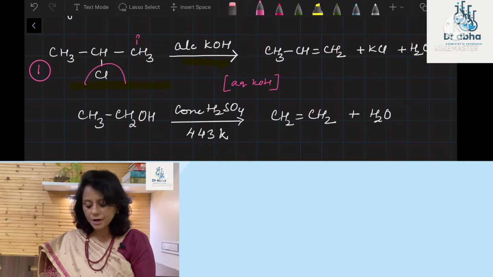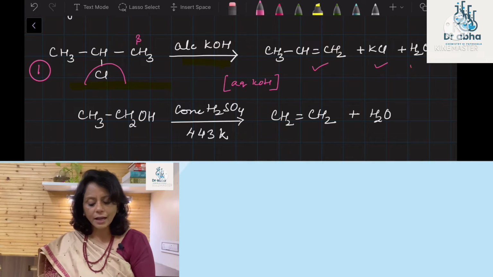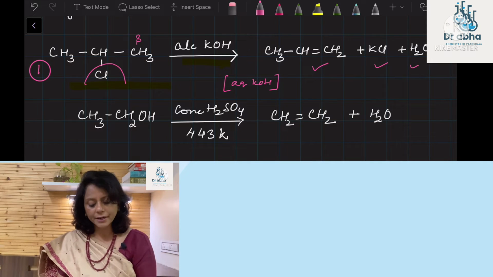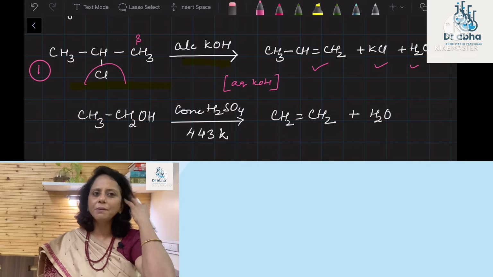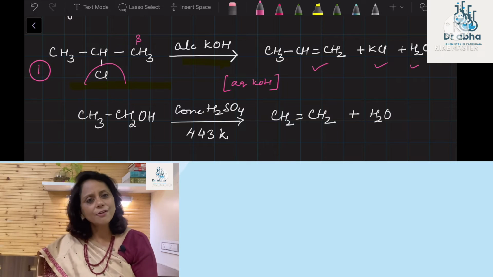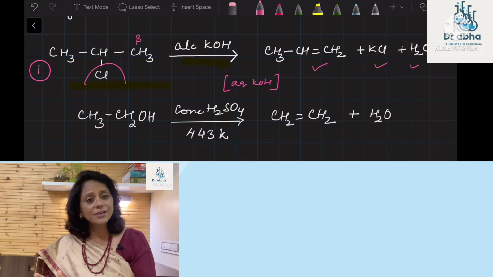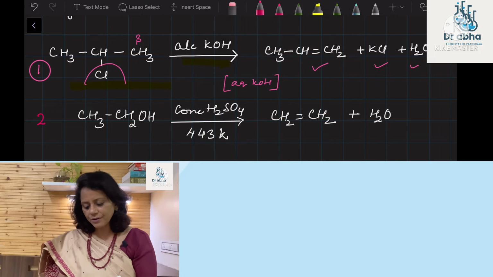This Cl will be removed, and from the beta position hydrogens will be removed, and you will end up with an alkene with KCl and H2O as the byproduct, right? And the removal is very simple because both the positions are very similar, but you could land up with unsymmetrical halides, and then we will be following some rules, right? Okay, and look at other elimination reactions.